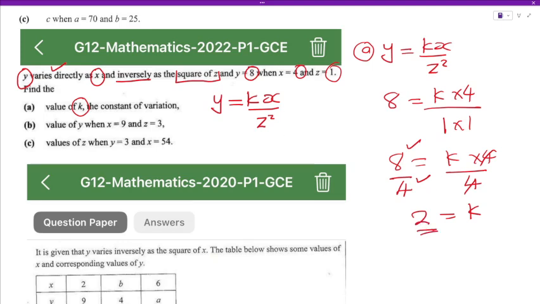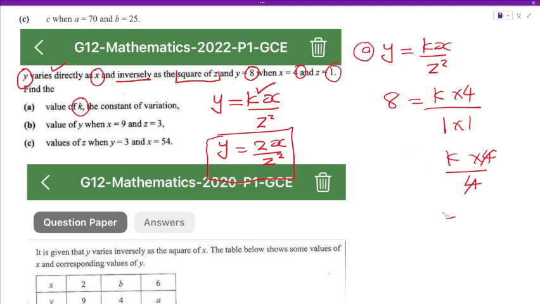I now go back to my formula. Where there is k, I put a 2. So y is equal to 2x over z squared. This is now my official formula for this particular question. And you are done.